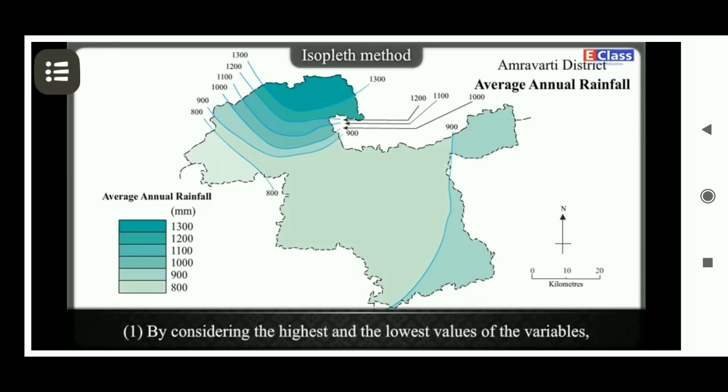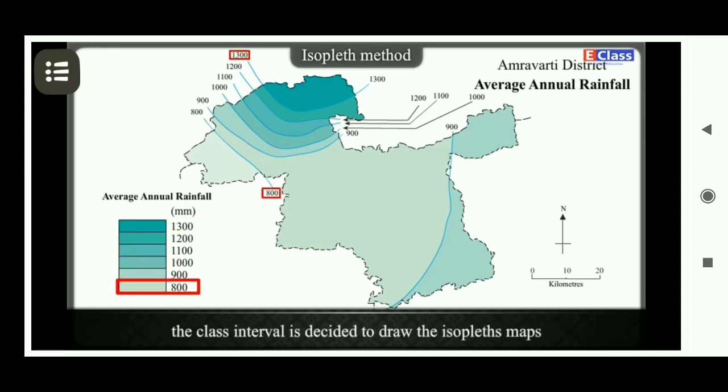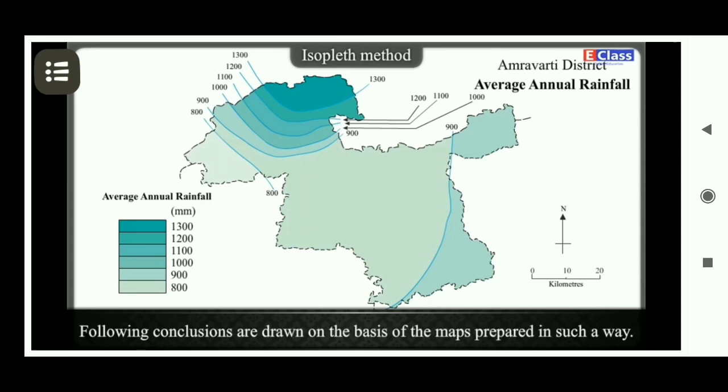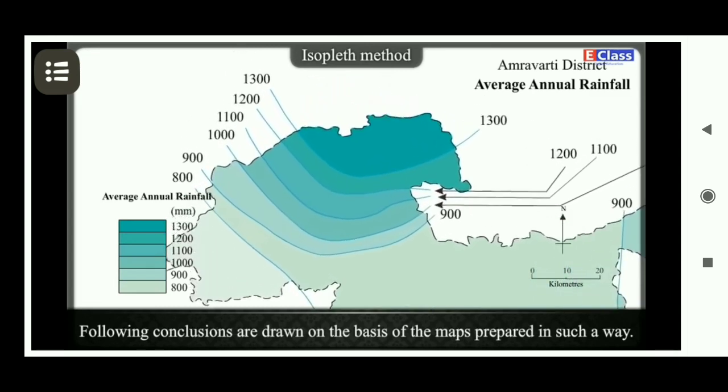By considering the highest and the lowest values of the variable, the class interval is decided to draw the isopleth maps, which in turn decides the difference between the lines. Lines are drawn for the decided intervals. Locations with the same value are joined by a line. Following conclusions are drawn on the basis of the maps prepared in such a way.